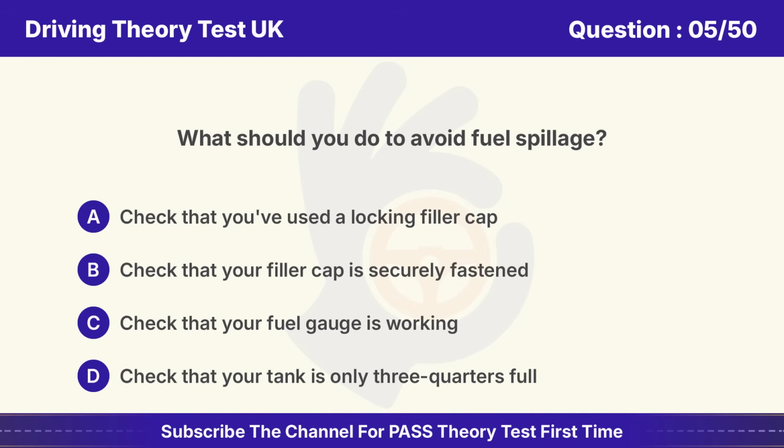Question 5. What should you do to avoid fuel spillage? Option A. Check that you've used a locking filler cap. B. Check that your filler cap is securely fastened. C. Check that your fuel gauge is working. D. Check that your tank is only 3/4 full. Answer is B. Check that your filler cap is securely fastened.